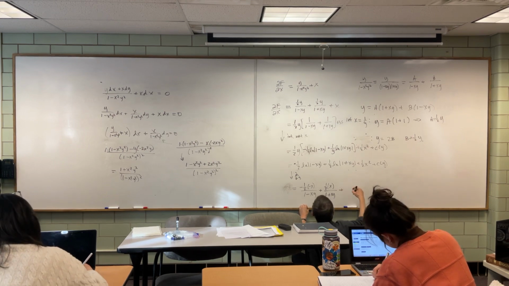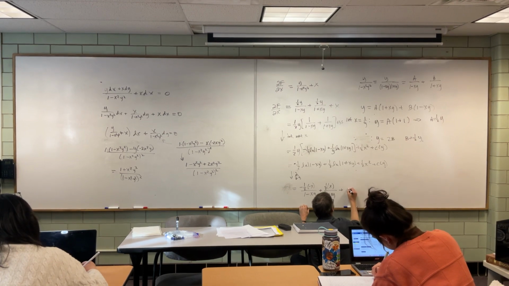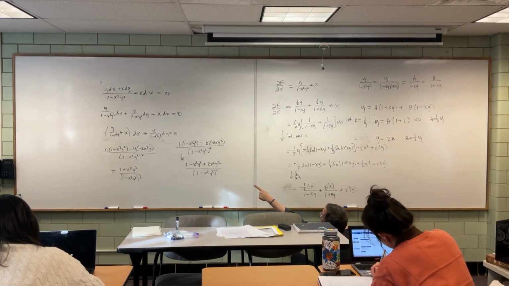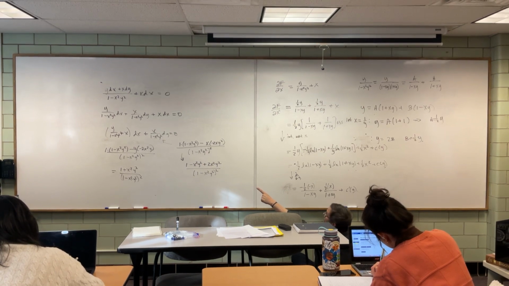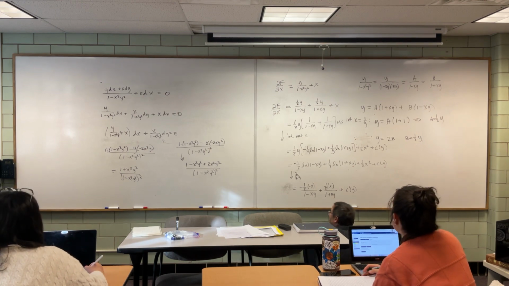And then this goes dead. This goes to c prime of y. And that's supposed to be that thing by the dy. Yes, that's the thing by the dy. Whoa! I think c prime is 0.